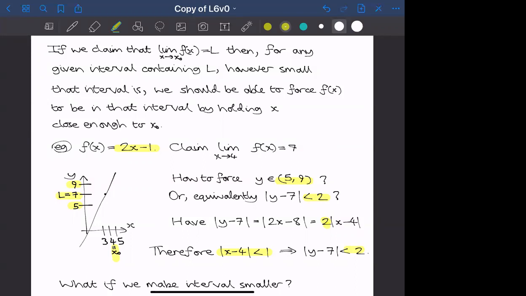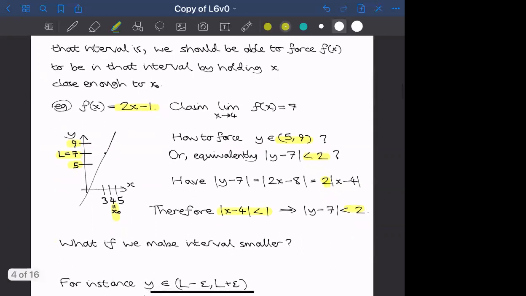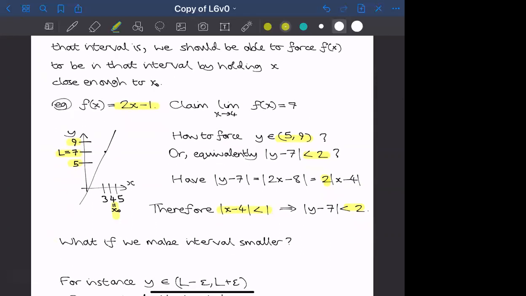So for the limit of f(x) to be L, what we want is to be able to make this interval on the y-axis smaller and smaller and still be able to force the value to be in that interval by forcing x to be near x0. And we said in last class that there are times when you can't do this. There are times when the limit does not exist. And we'll come back to those examples and explain in more detail.